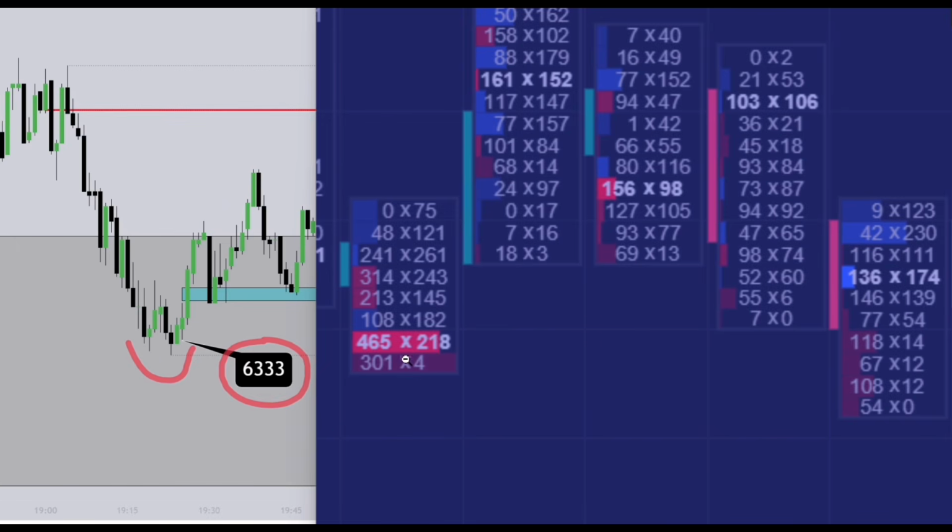So you're looking at 465 for 218, 301 for 4, and then you see the finished auctions, right? You see a finished auction here, 7 for 0, 54 for 0. You see two zeros. Again, this is at 63.33. So it's showing you the auctions have been wiped out.